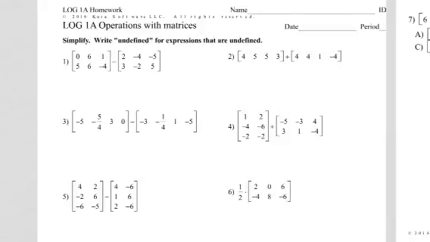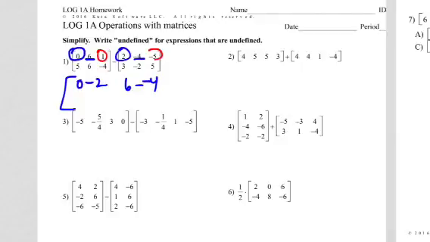Alright, let's solve these matrix operations. When you're subtracting or adding matrices, you want to subtract or add the same spots. So we got 0 and 2. So I'm going to say 0 minus 2. 6 minus negative 4. We got 1 minus negative 5. 5 minus 3. 6 minus negative 2. And negative 4 minus 5.